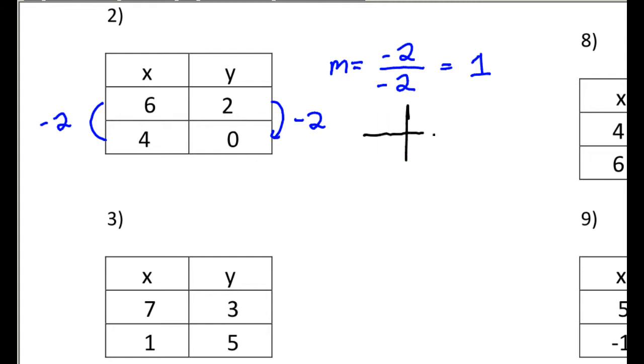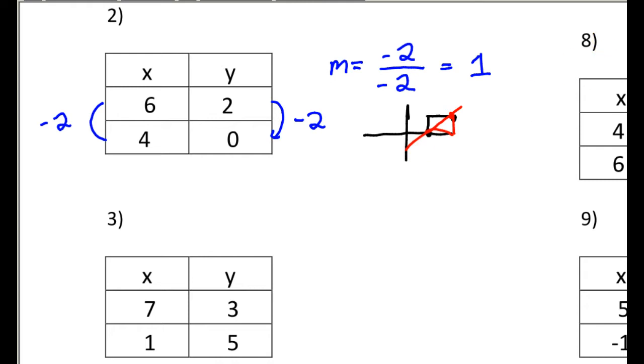And if you wanted to sketch it, you could say, okay, 4 comma 0, that's right here. 6 comma 2, that's right here. Have to go up 2, right 2, which is positive 1. The reason we got negatives here is because we actually counted from here, and we went down 2 and left 2. That's why they're both negative. Either way, it's the same slope, positive 1. Up 2, right 2, or down 2, left 2, both equal positive 1.